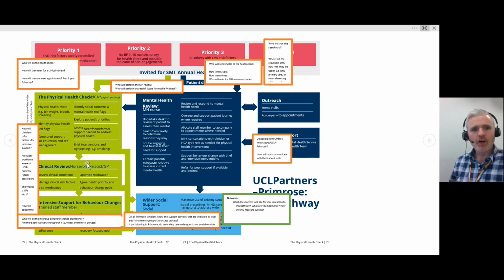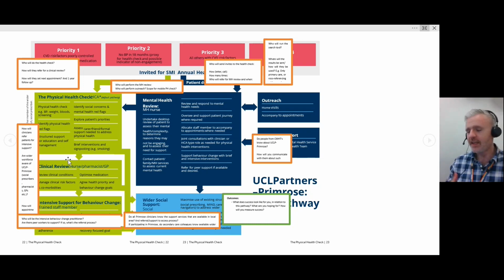Then you need to think about who does the clinical review. And this could be a GP, it quite often is, but it might also be a prescribing pharmacist within your PCN or practice, or it might be somebody else within your locality. So you need to think about who does that. Might be a specialist nurse, prescribing nurse. It will depend on who you've got locally.